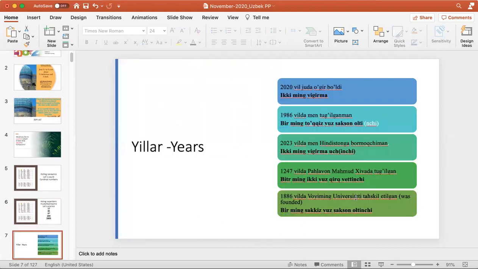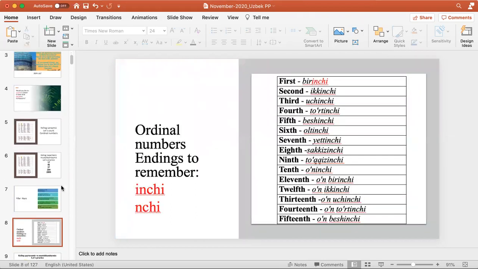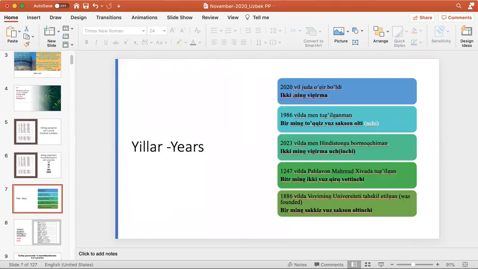Now, I want to focus on years. Years means yillar. How do we read years? For example, 2020 yil juda og'ir bo'ldi. 2020 was very hard, right?